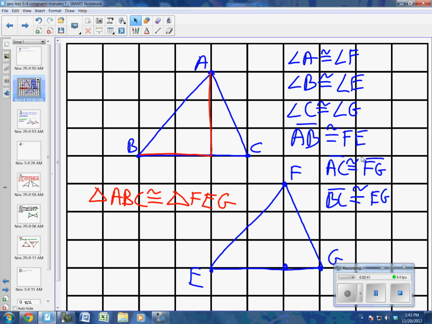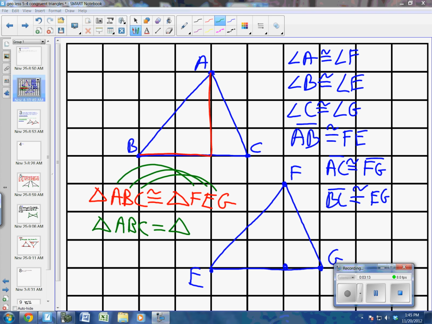Okay. Maybe the way you cut it up. That number 2 on the last assignment was kind of what we're talking about right here. Okay? So what I did is I showed all the corresponding parts congruent. Angle A congruent to angle F, angle B to angle E, angle C to angle G, and so forth.